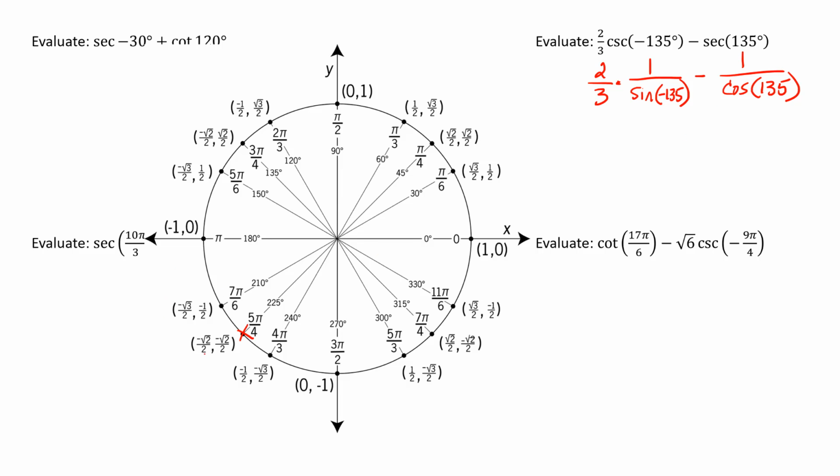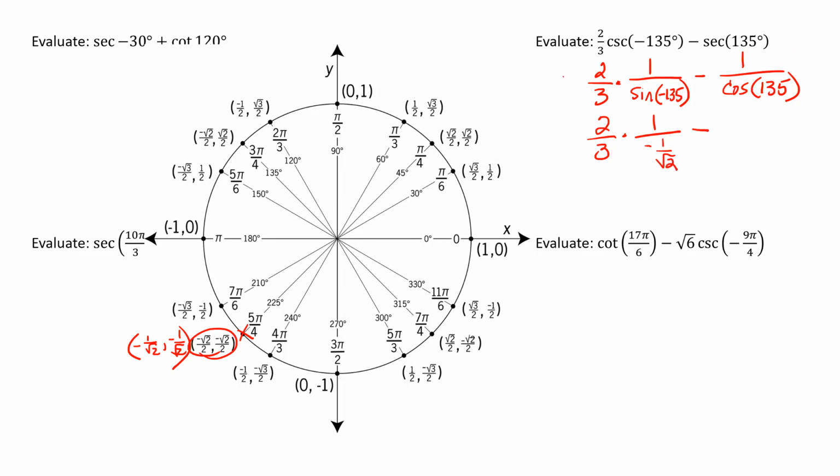Sine of that angle is negative square root of 2 over 2. So we've got 2/3 times 1 over negative square root of 2 over 2. And in this situation, it's probably better to just call it 1 over the square root of 2. When you're using the inverse functions, I always rationalize these, but you could just write it as negative 1 over the square root of 2, and that way you can just flip it. So 1 over sine negative 135 is 1 over negative 1 over the square root of 2.